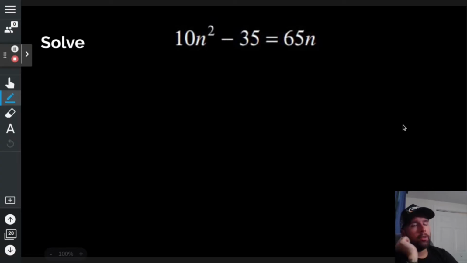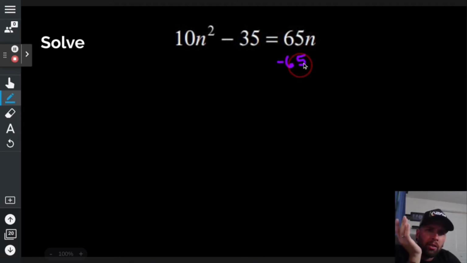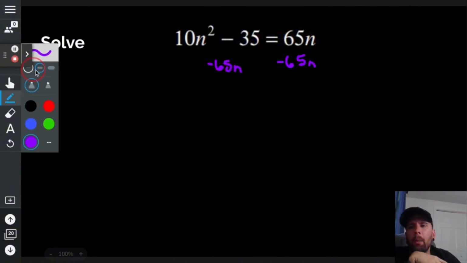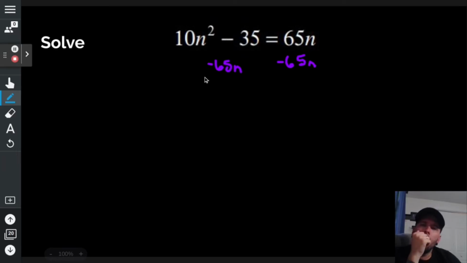Now it gets worse. Let me see. Let's do the same thing. I've got to get rid of 65, so let's subtract 65n from both sides, not just 65 to 65n. Let me skinny the pen because I have a feeling I'm going to need space on this one. So that's 10n squared minus 65n minus 35 equals 0.